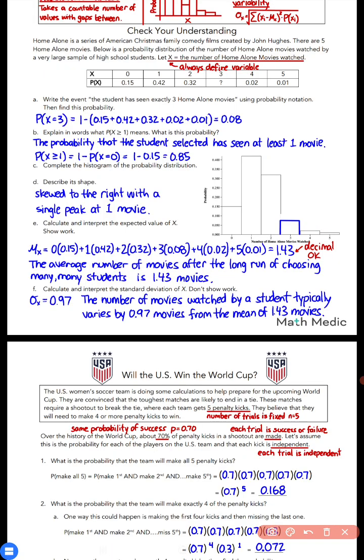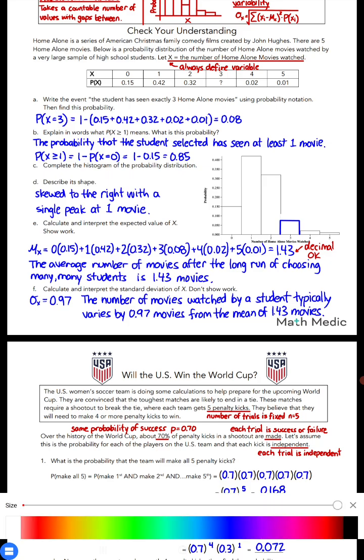If I do it by hand, I would take 0 times the probability that someone watched none of the movies, which was 0.15, plus 1 times the probability that a student had watched only 1 movie, which is 0.42, and so on all the way down the table, and it gives me an average of 1.43, right? So how do I interpret that? If I chose many, many students, I would expect on average that they have watched 1.43 movies.